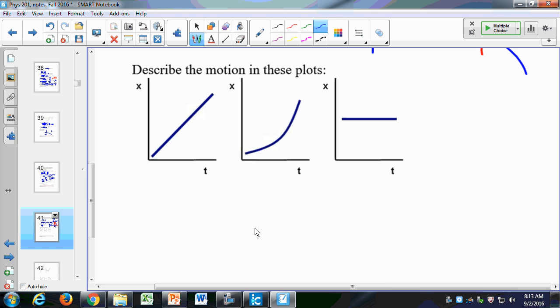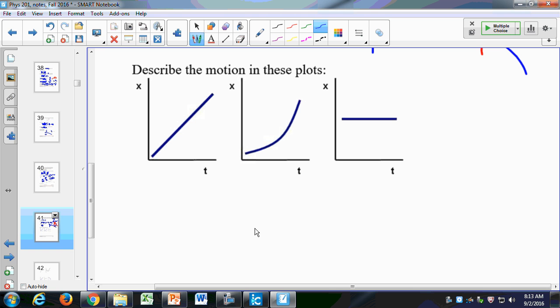All right, this first one. Velocity positive or negative? Positive. Why do you say it's positive? The slope is positive. The slope of a position versus time graph gives us velocity. Is the velocity increasing, decreasing, or staying the same? Right, the position's increasing, but the velocity is staying the same because the slope stays the same. I'll write this down in a second.